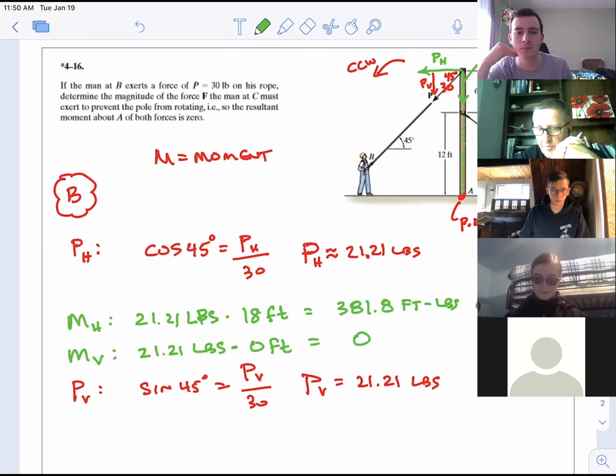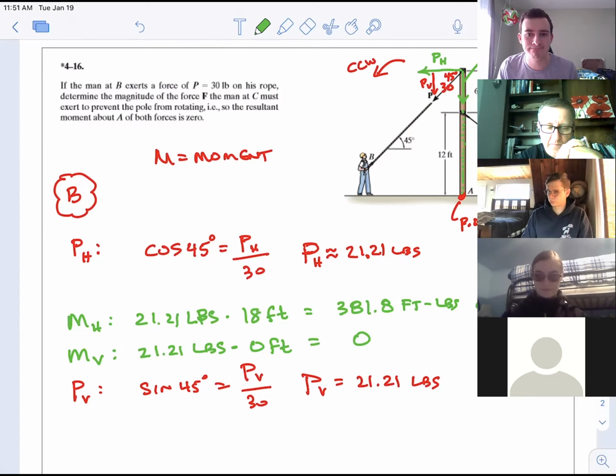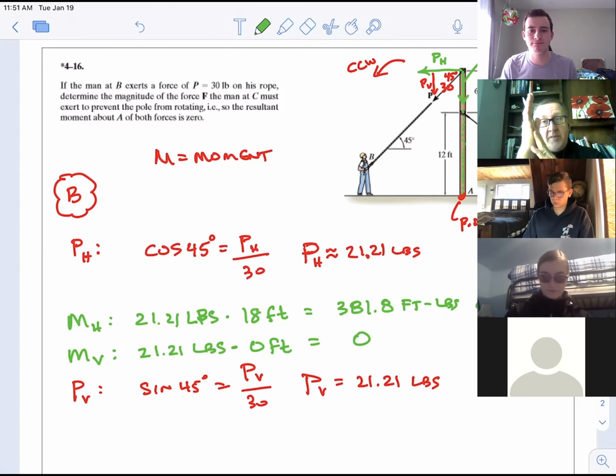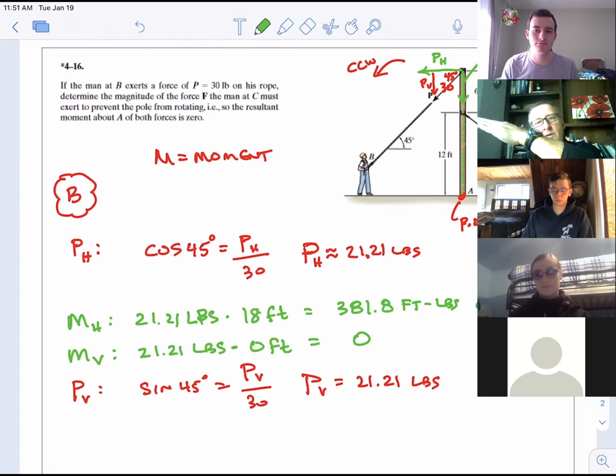And now I got to look at the other person. What do I know about that? Let's see. Determine the magnitude of the force the man at C must exert. Oh, that's interesting. So they didn't tell me how hard he's pulling. Does that make sense? And they said, what's the magnitude for the man at C to prevent the pole from rotating? So in other words, if we want this to stay static, does it make sense this desire to rotate counterclockwise, which is 381.8, the other person better produce 381.8 going the other way, and then it'll stay still.